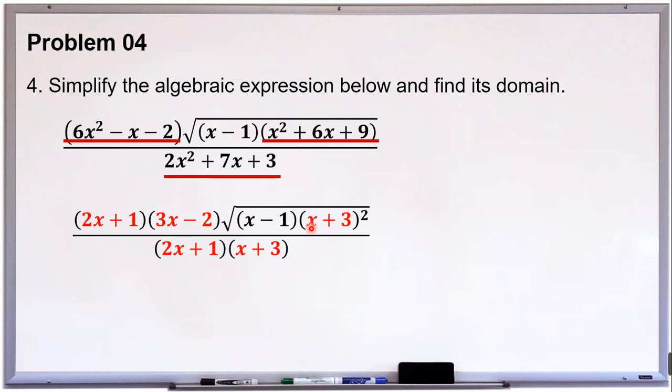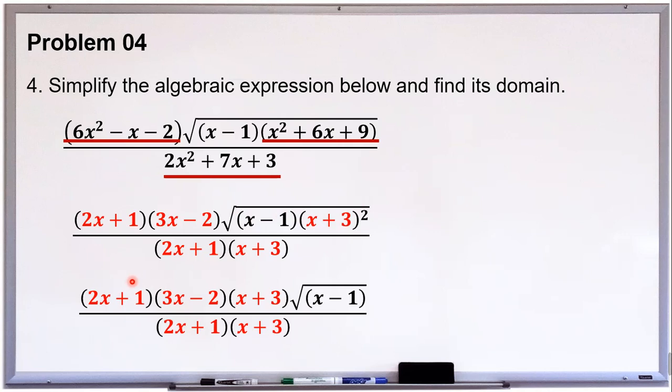We all know that the expression (x plus 3) raised to the power of 2 can be extracted from the radical symbol. It's because the exponent is equal to the index. Okay, so the x plus 3 can be extracted. So you have 2x plus 1 times 3x minus 2, then x plus 3 multiplied by the square root of x minus 1, all over this expression.